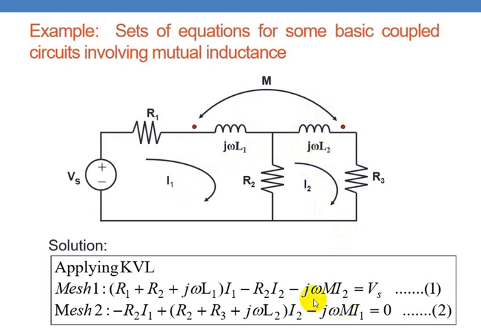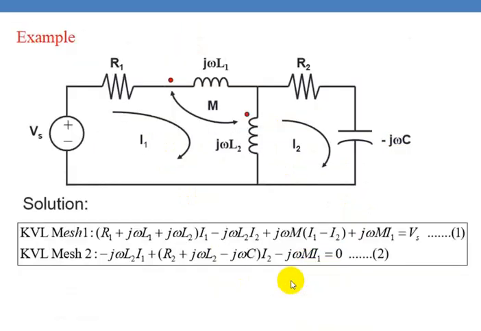So why the minus sign? This minus sign is there because if the current enters at the dotted terminal of one coil, the current leaves from the dotted terminal of another coil. In that case, you have to write a minus sign. So minus j omega M I1 equal to 0. These are the two equations. If the values are given, you have to substitute the values in these two equations and solve them.